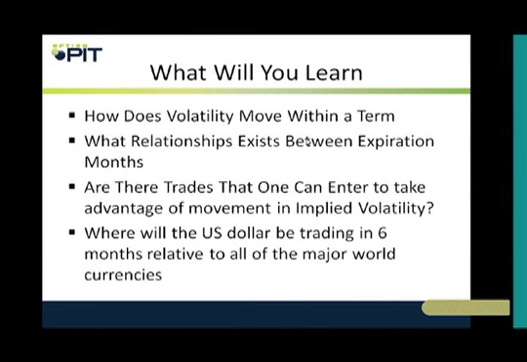Then we're going to talk about what relationships exist between expiration months, or terms, and then whether there are trades that one can enter to take advantage of movement in implied volatility. Obviously, I wouldn't be here if the answer was no. And then finally, I'll answer, where will the U.S. dollar be trading in 6 months relative to all the major world currencies? I'm going to tell you exactly where we'll be.